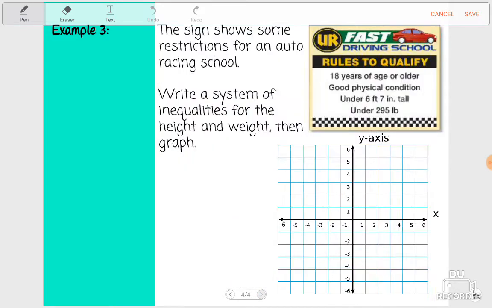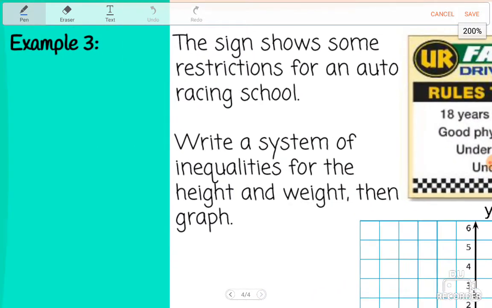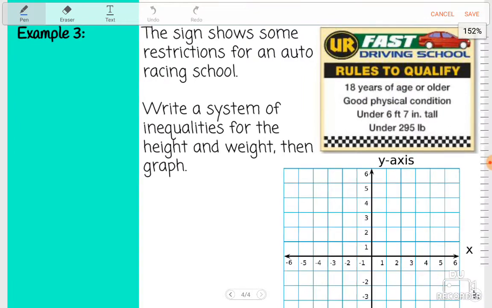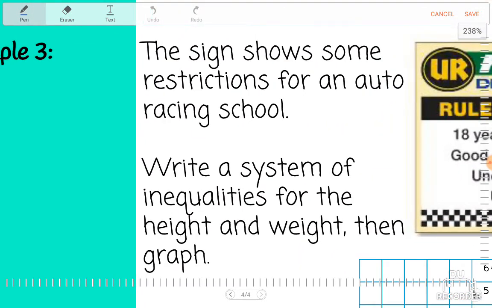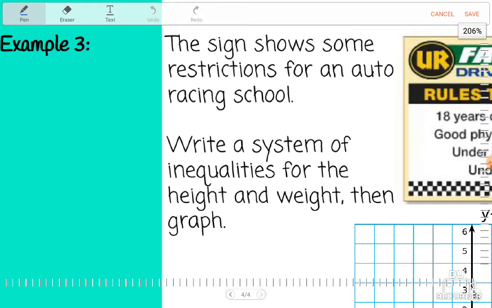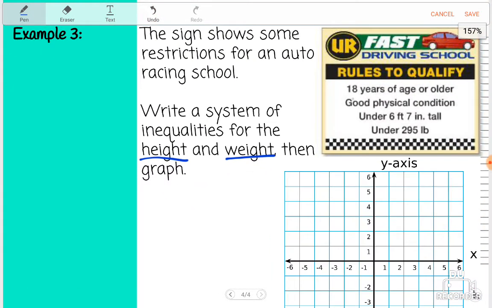Okay, and final page here, last example. I know it's a little bit of a word problem, but it's not too bad. So it says the sign shows some restrictions for an auto racing school. Write a system of inequalities for the height and weight, then graph. So rules to qualify, you have to be 18 years of age or older. That's not really important because it doesn't have to do with height or weight. You have to be in good physical condition. Not important right now.